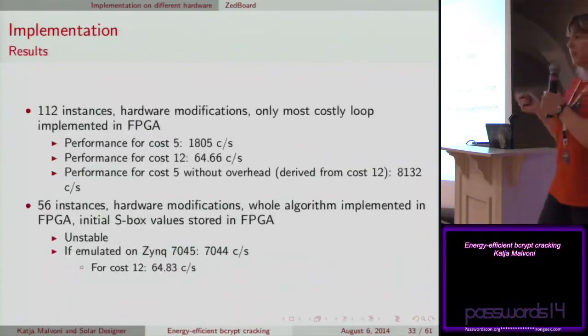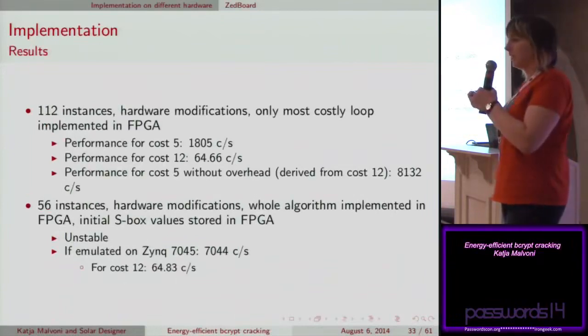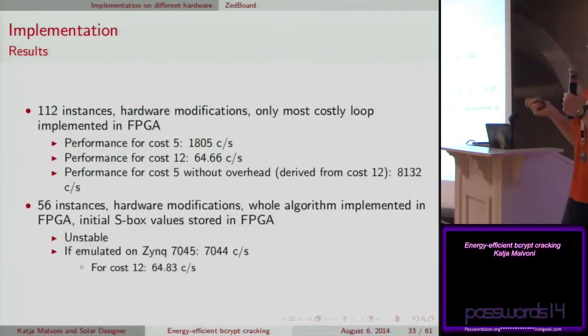So these are results. Severely limited by communication overhead, but if we look at the higher cost setting, where communication overhead becomes negligible, then it's 64 cracks per second for cost 12. And if we derive cost 5 performance without overhead, it's actually 8,100 cracks per second. So it's 10 times faster than the lousy implementation from the beginning.